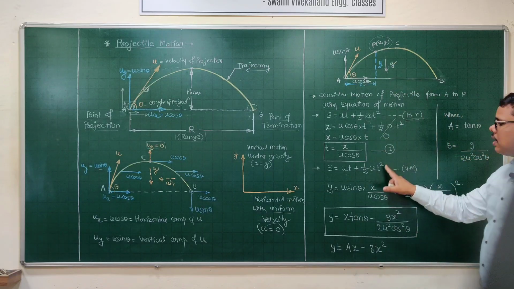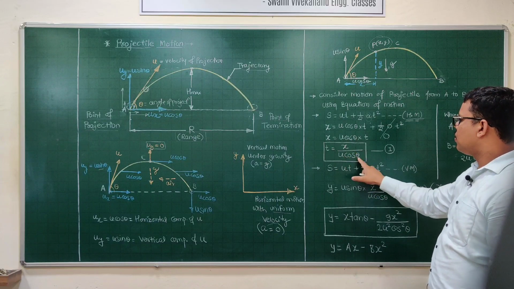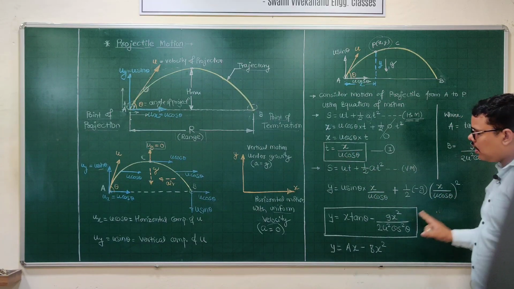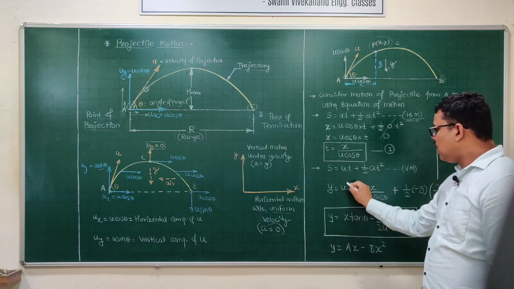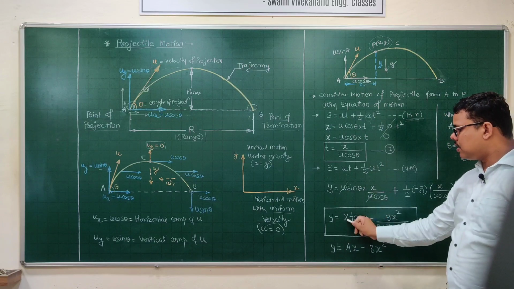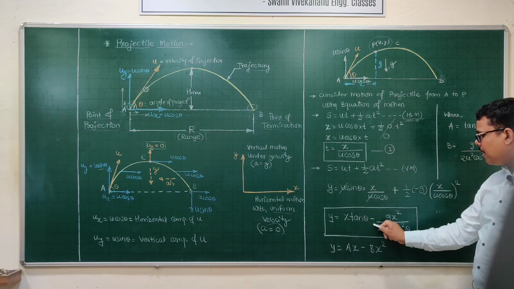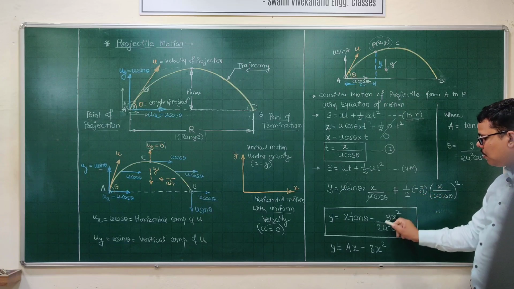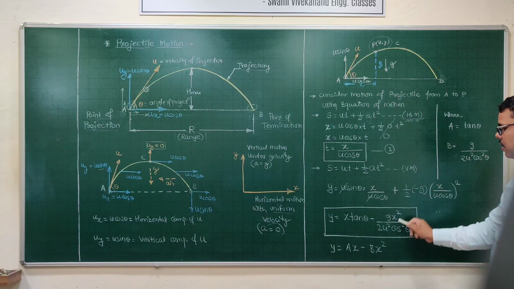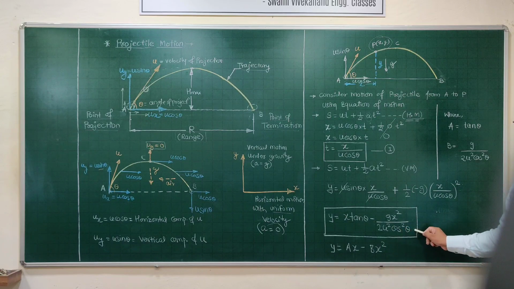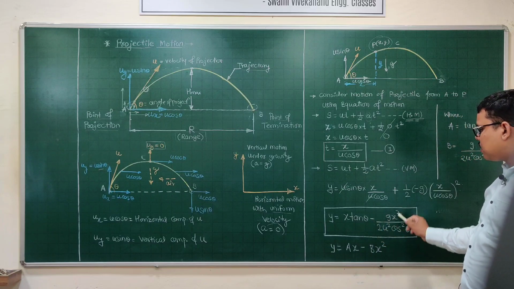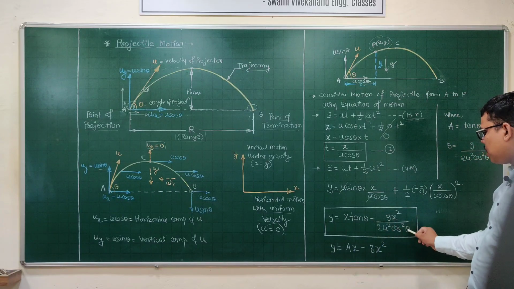Into what? T square, and the t is what? x upon u cos theta. So here x upon u cos theta whole square. Further you will get y as it is. Here you will get cancel. Sin upon cos is tan, x as it is. So x tan theta minus g by 2, and x upon u cos theta whole square will be x square upon u square cos square theta. So y is equals to x tan theta minus g x square upon 2u square cos square theta.